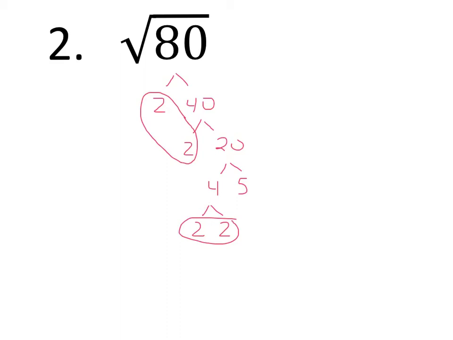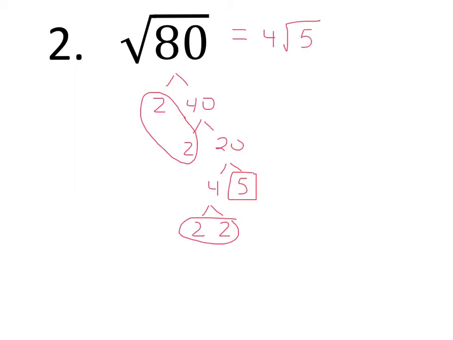Okay, so now when I'm coming up with a final answer here, I'm going to have 2 times 2. Remember, everything with square roots is all about multiplication, okay? So I'm going to have 2 times 2, because those are my pairs. So 2 times 2 is 4. That's going to go on the outside. And whatever I have left over, and in this case it'll be a 5, will go on the inside.